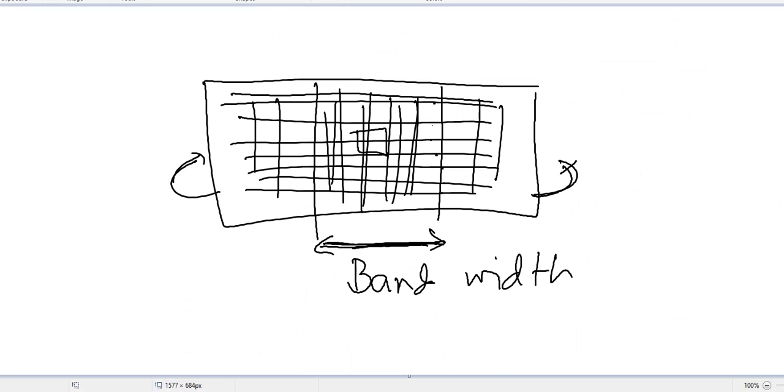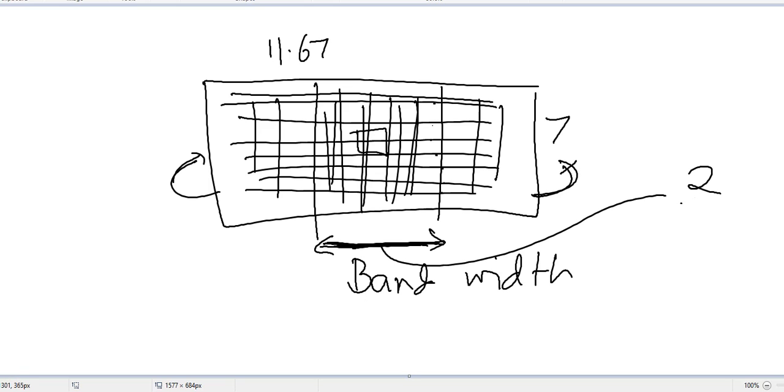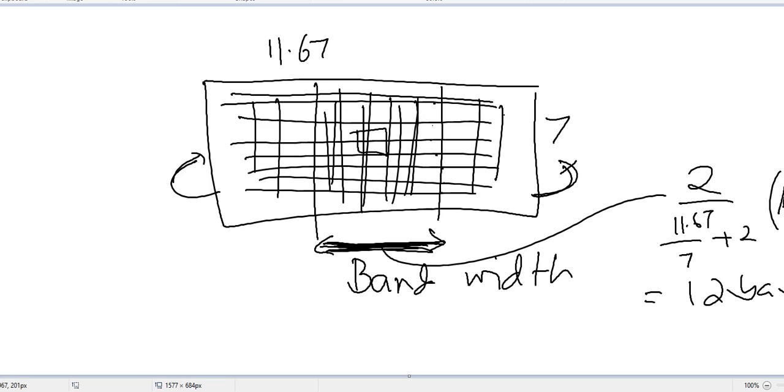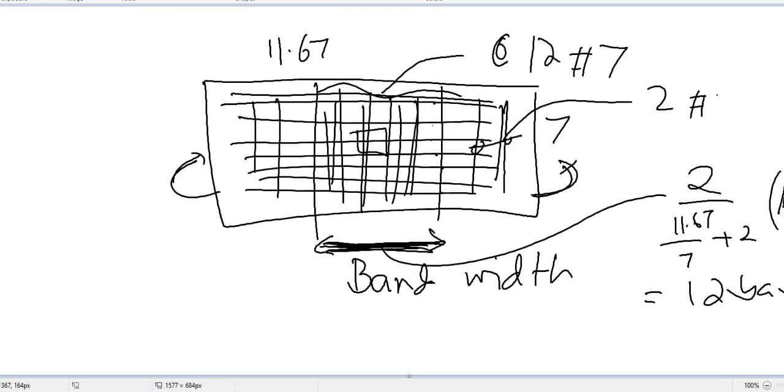Okay, so if I go back, this portion is 7 feet, this portion 11.67. So the reinforcement in this portion will be 11.67 divided by (7 plus 2), times the total, so 12 bar. So 12 bar will be here in this region, another 2 here, another 2 here. That is the reinforcement distribution. If I write here this way, 12 number 7 bar, 1 and 2 number 7, and here 2 number 7.